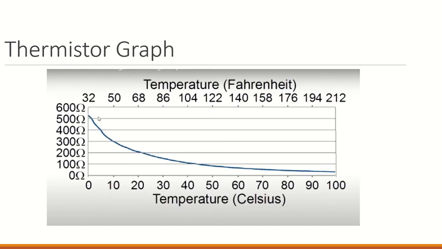Now, on this graph, this blue line here represents your temperature. On your y-axis, you have the resistance, or the resistor values. On your x-axis, we have temperature. Now, the trend that we can see here is this. As your temperature increases, the resistance decreases. So, for example, the temperature at 100 degrees Celsius is matched to a resistance of about 50 ohms.